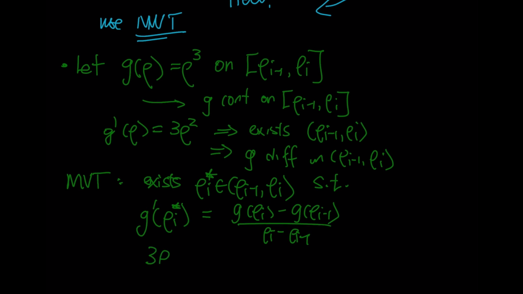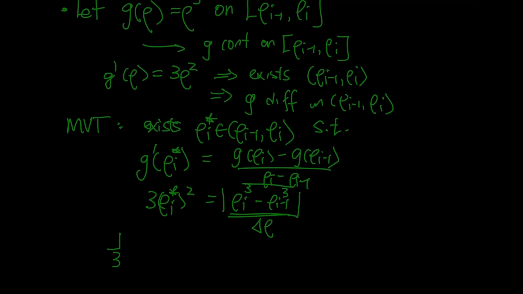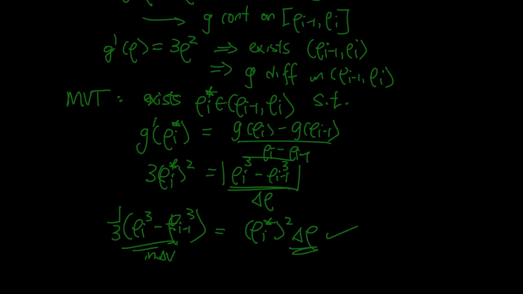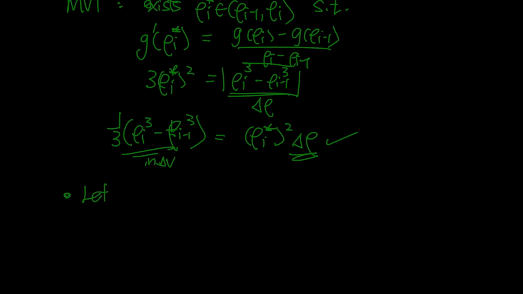If we substitute everything in, we'll get a 3ρᵢ* squared, because that's the derivative, times (ρᵢ cubed minus ρᵢ₋₁ cubed) over Δρ. The expression inside of our delta volume has this term, and we get extra lucky here in that 1/3 (ρᵢ cubed minus ρᵢ₋₁ cubed), which is the thing in our delta volume, now ends up being a ρᵢ* squared Δρ. We got the Δρ that we're looking for.